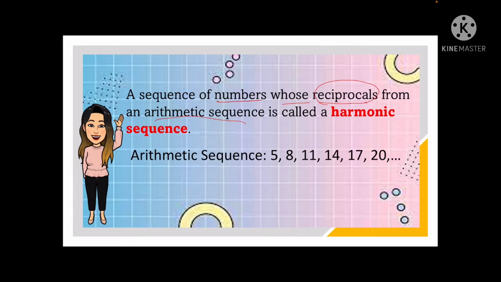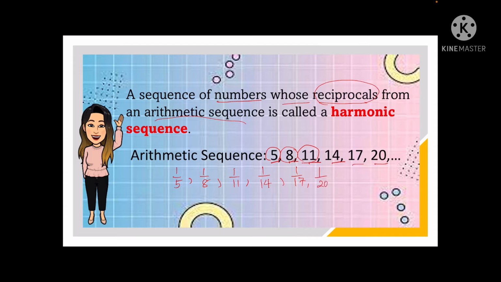Okay, as you can see here, we have an example of an arithmetic sequence, which is 5, 8, 11, 14, 17, and 20. So, para masabi natin na ito ay harmonic sequence, we will just get the reciprocal of each term. Let's say, the reciprocal of 5 is 1/5. Reciprocal of 8 is 1 over 8. The reciprocal of 11 is 1 over 11. The reciprocal of 14 is 1 over 14. And then we have 1 over 17 and 1 over 20.